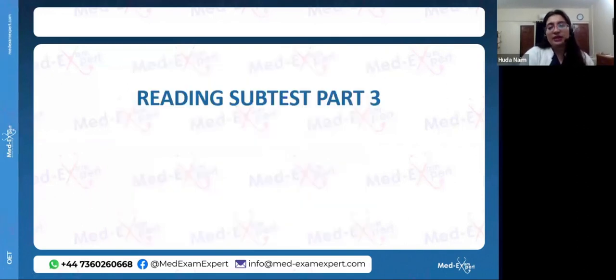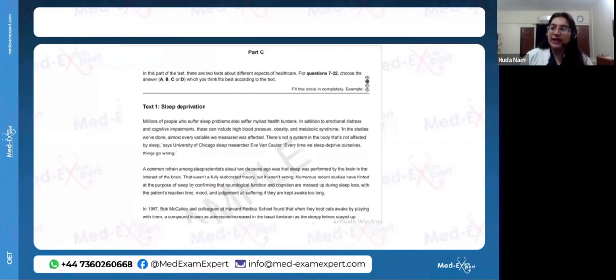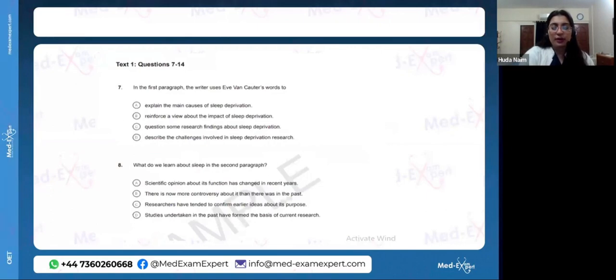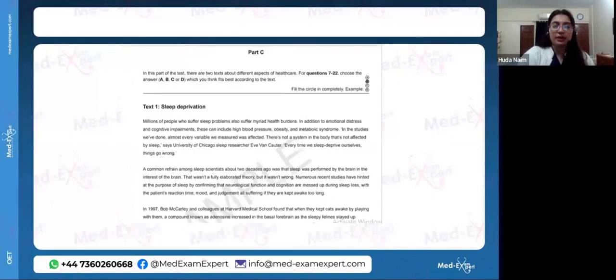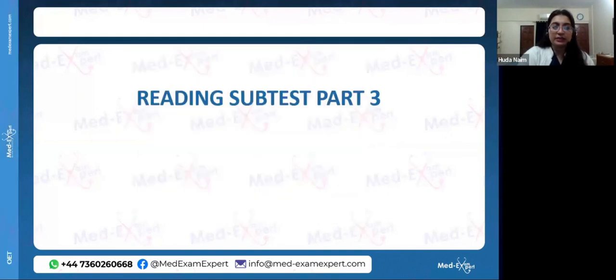And then the reading part C would be a longer passage, around 1,000 words. So you will have 2 different passages with 6 questions each. You have to read the passage and answer the questions. So there will be 2 different long passages that you have to read and answer.